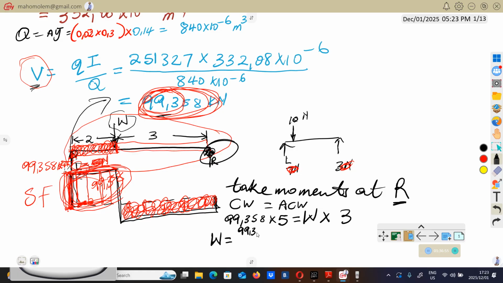Then from here, W, which is the point load we're looking for, will be equal to 99.358 times 5 over 3. Then you'll get 165.597 K. It's K because this value is in K, remember. So that will be your final answer, 7.3.